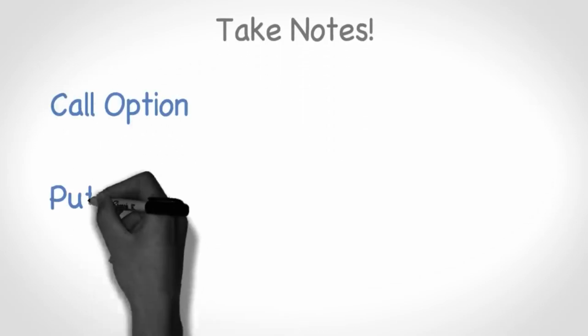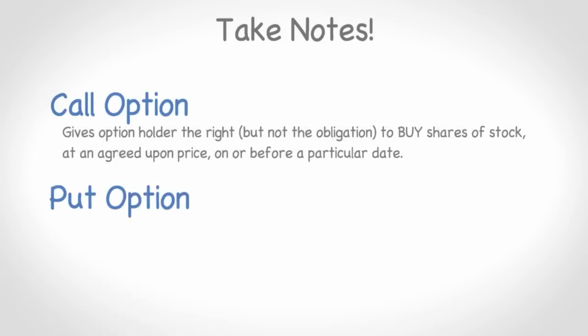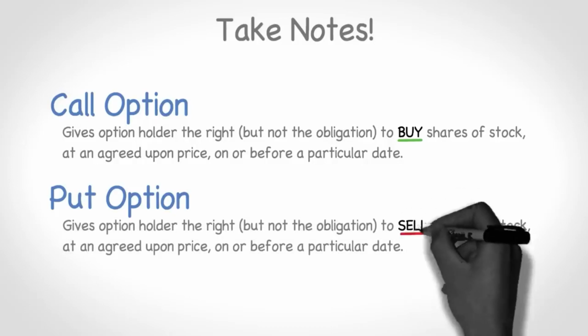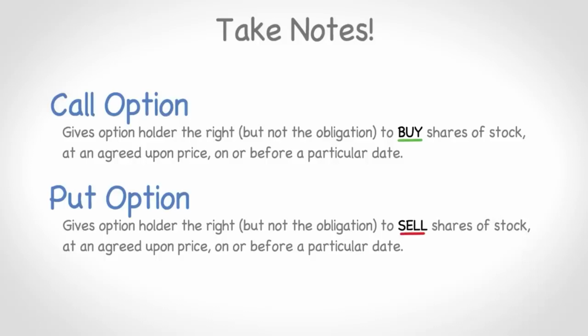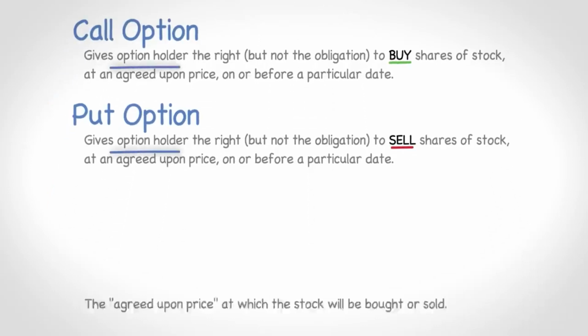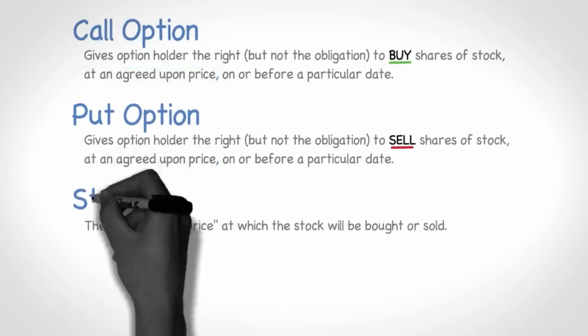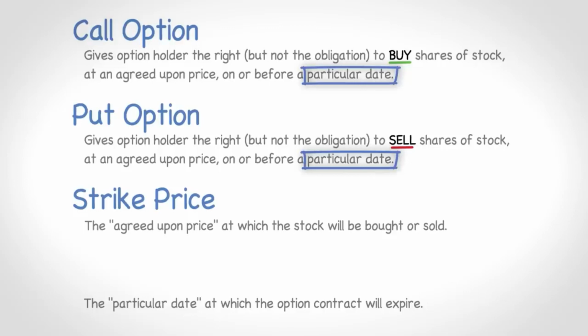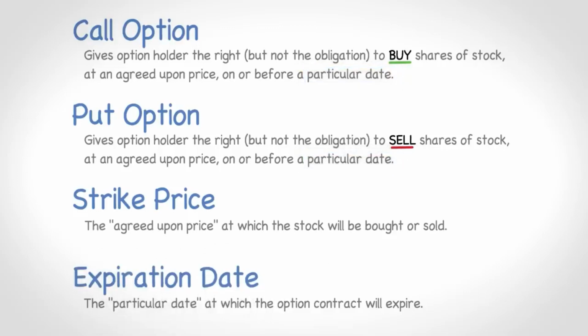Okay, there are two types of options, calls and puts. A call option gives the option holder the right, but not the obligation, to buy shares of stock at an agreed upon price on or before a particular date. And a put option is the same thing, except it gives the option holder the right to sell shares of stock at an agreed upon price on or before a particular date. And the agreed upon price is what we refer to as the strike price, and the particular date is what we refer to as the option's expiration date.